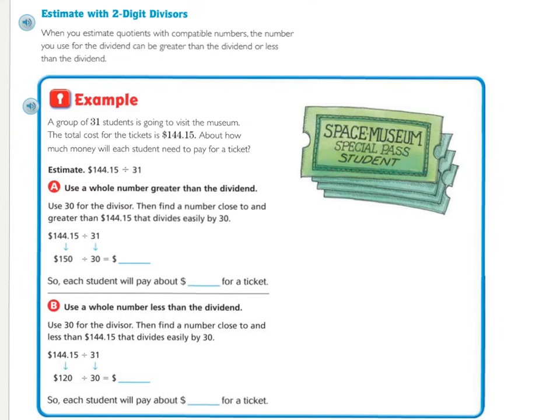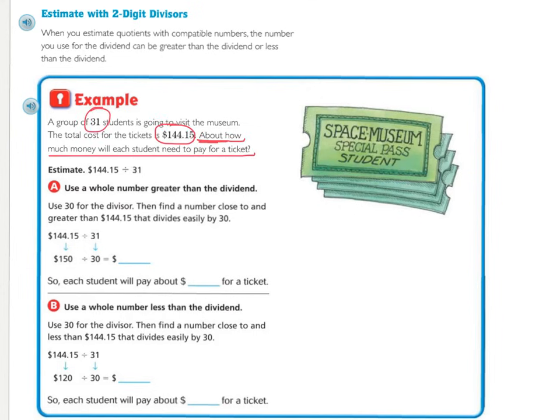Looking right here, when you estimate quotients with compatible numbers, the number you use for the dividend can be greater or less than the dividend. Example: a group of 31 students is going to visit the museum. The total cost for the tickets is $144.15. About how much money will each student need to pay for a ticket? Estimate. So underline what you're being asked to find, circle the important numbers.